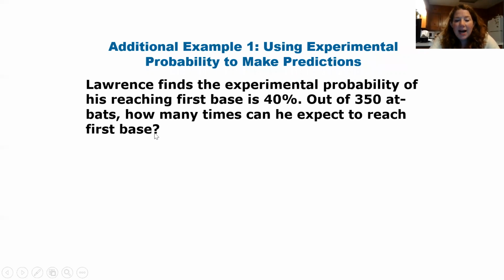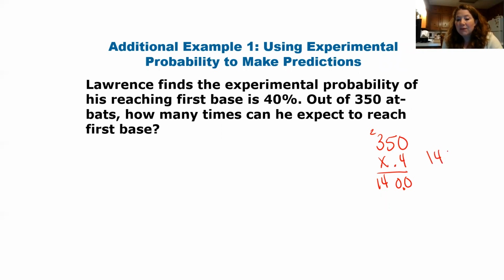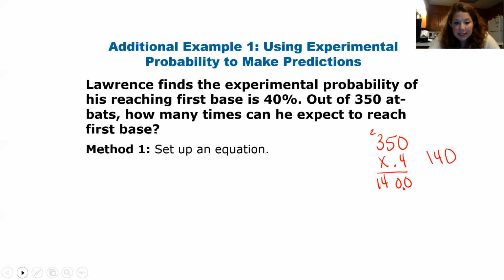So Lawrence finds the experimental probability of his reaching first base is 40%. Out of 350 at-bats, how many times can he expect to reach first base? So basically, you're just finding what is 40% of 350. So I would multiply 350 times 40% as a decimal, which is 0.4. I have one number behind the decimal, so 140. So if he was at bat 350 times, you would expect him to reach first base 140 times.